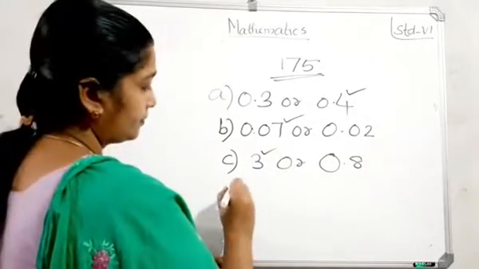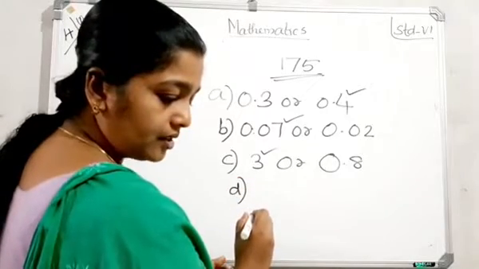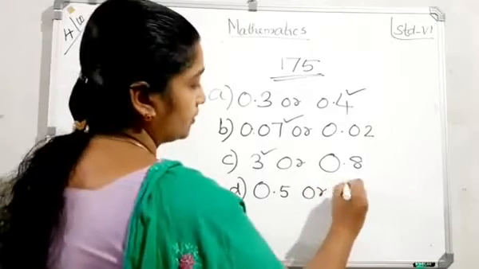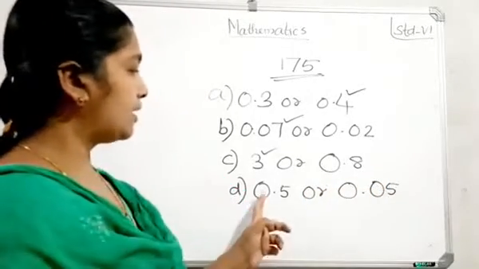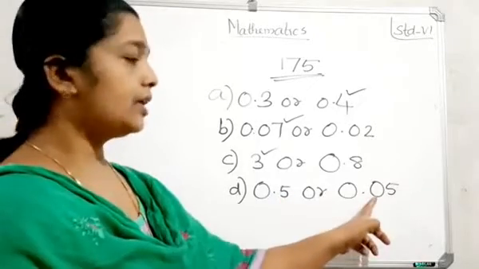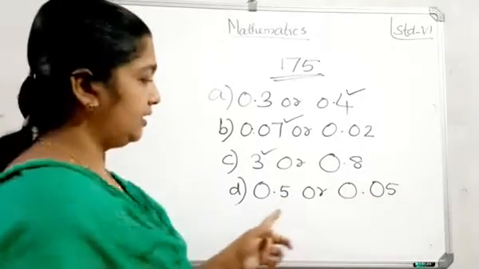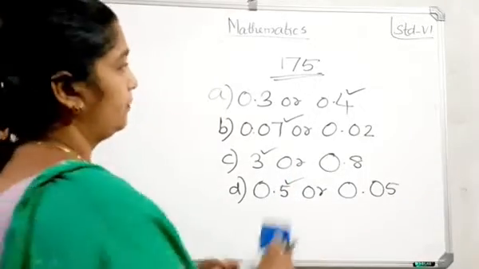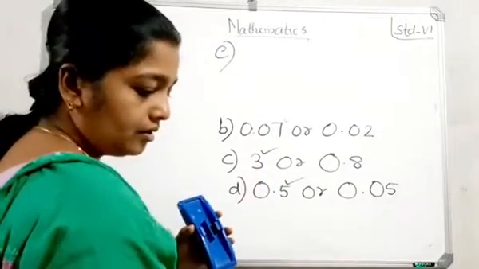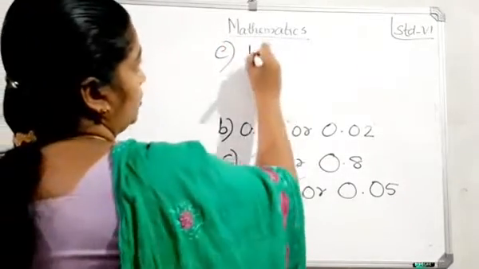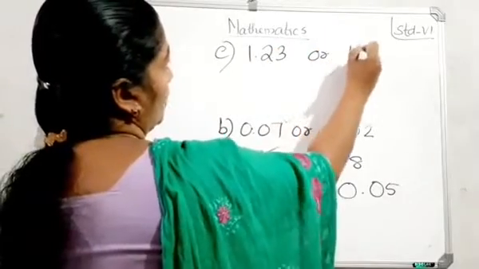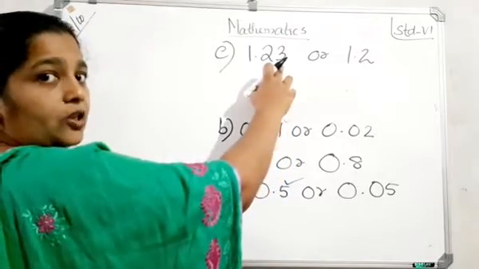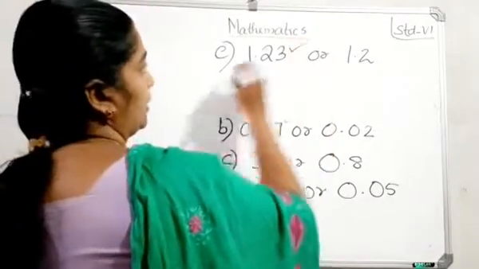Next question. D. 0.5 or 0.05. Please listen. Here 0, then here 5, but here 0. So which is greatest? Here 0.5 is the greatest. Yes. Next question. 1.23 or 1.2. Here 1.2, 1.2, but here, yes, the 100th place is 3. Here there is no value, so here.